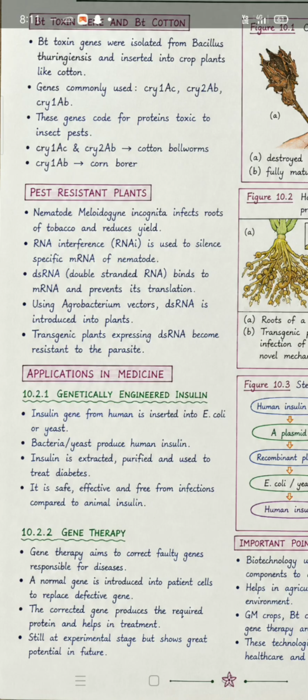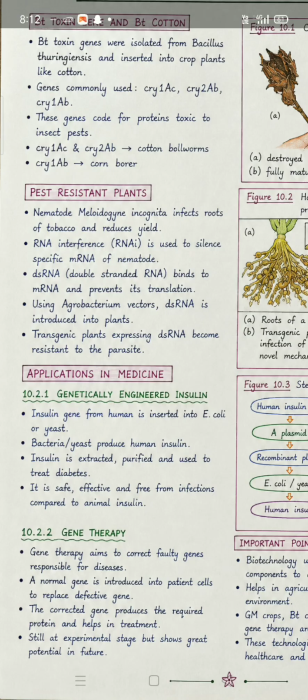The nematode Meloidogyne incognita infects the root of the tobacco plant and causes a great reduction in yield. A novel strategy was adopted to prevent this infestation, which was based on the process of RNA interference. RNA interference takes place in all eukaryotic organisms as a method of cellular defense. This method involves silencing of specific mRNA due to a complementary double-stranded RNA molecule that binds to and prevents translation of the mRNA.